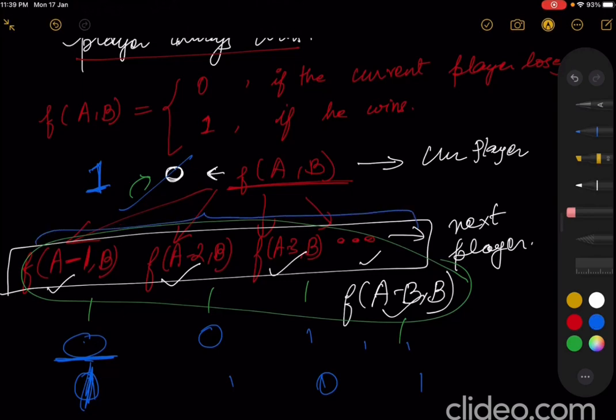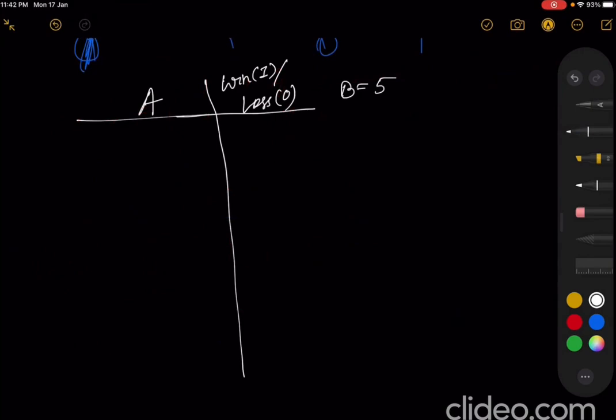Okay, there must be at least a single 0. Okay, so let us try to make a table for finding the value of a and the corresponding whether the player will be winning or losing. Let us say that we took our b as 5, and let's see the effect of changing the values of a, and how the winning and losing condition changes with varying the a if b is constant.